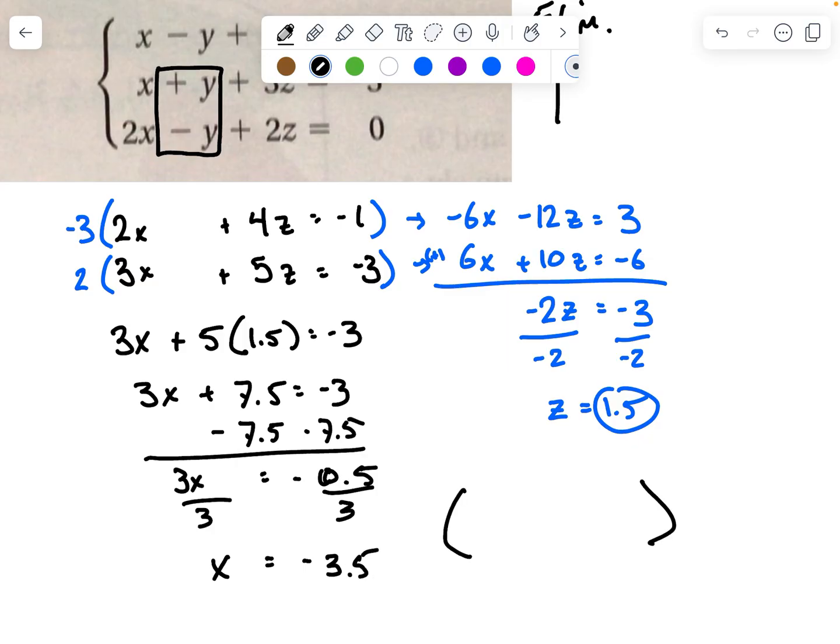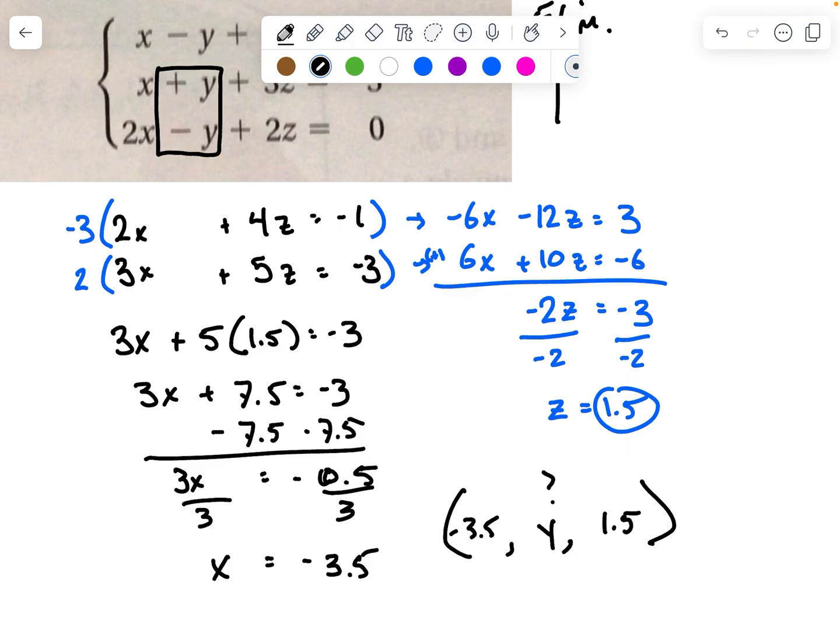I have my x value. The answer is going to be in this format. It's going to be x, y, z, just alphabetic order. And I have my x value already. My x value is negative 3.5. I figured that out. And the blue stuff, the z, I already figured out as well. So my z value is 1.5. And all I need to do is figure out the y.